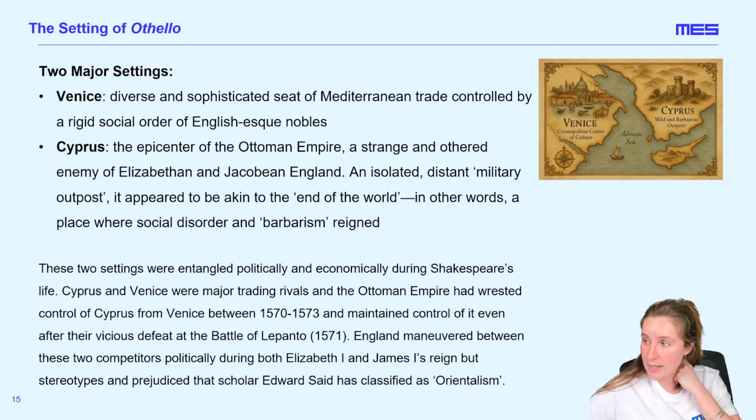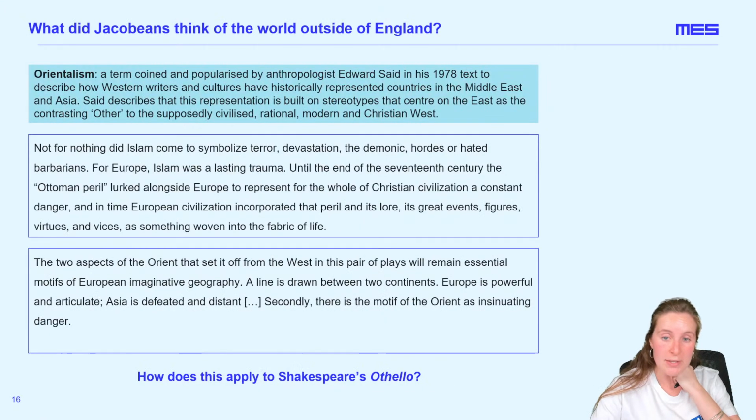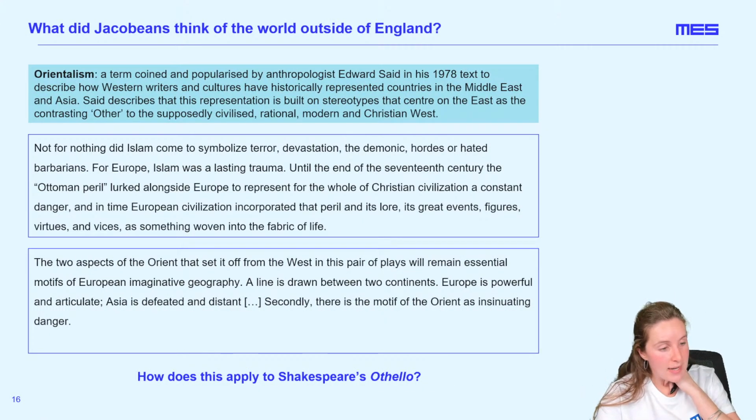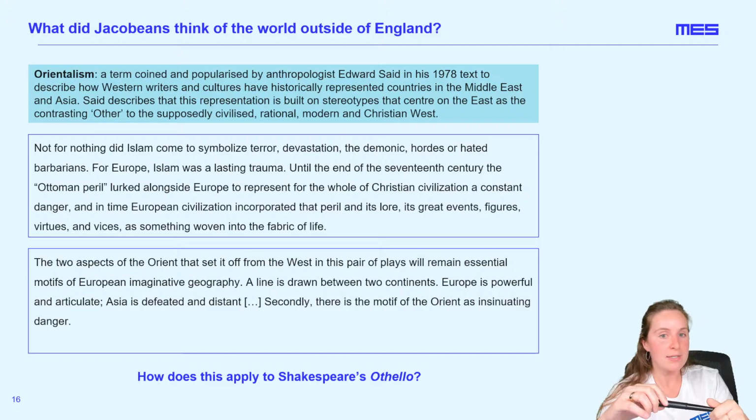And we covered in our last lesson this idea of setting, Venice and Cyprus being these two settings, but across the play, this actually has racialized ideas to it as well. So Orientalism, which I've mentioned a couple of times already. This term coined and popularized by anthropologist Edward Said in his 1978 text to describe how Western writers and cultures have historically represented countries in the Middle East and Asia. Said described that this representation is built on stereotypes that center on the East as the contrasting other to the supposedly civilized, rational, modern and Christian West.